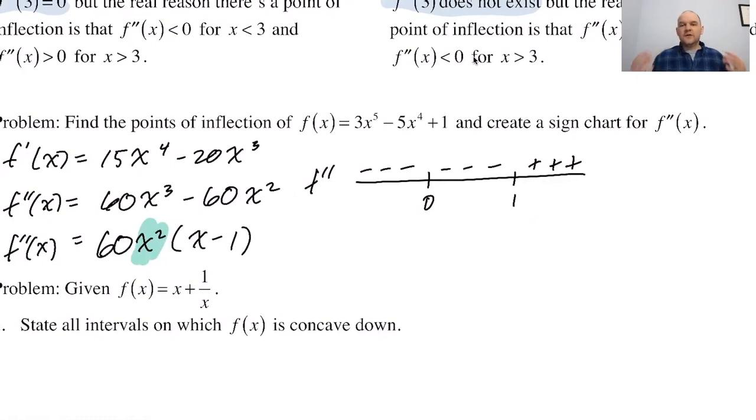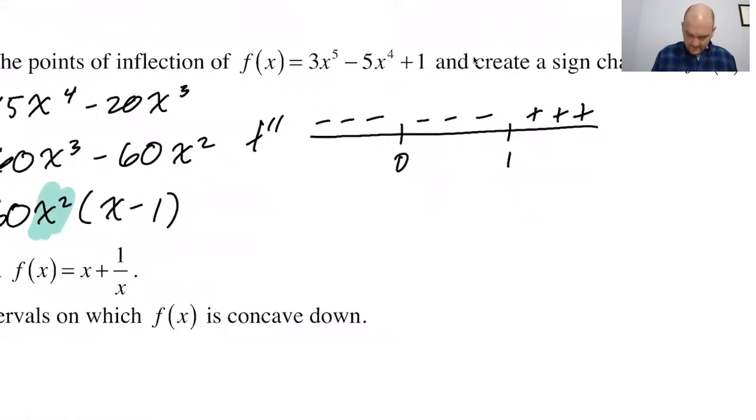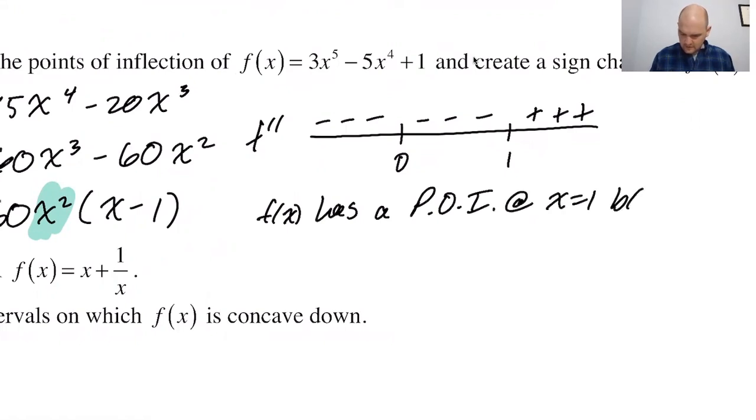Okay, so we are looking for the sign changes. All right, so the points of inflection. So this says find the points of inflection. Really annoying. Usually the question is find the x coordinate of the point of inflection. So we have our sign chart. I'm going to say that f of x has a point of inflection, POI, at x equals 1, because we always want to defend our answer. We don't just want to give an answer. So why does it have a point of inflection? Well, because f double prime of x changes sign there.